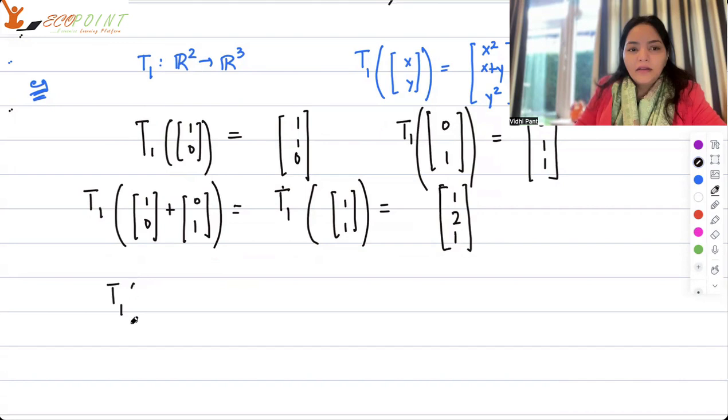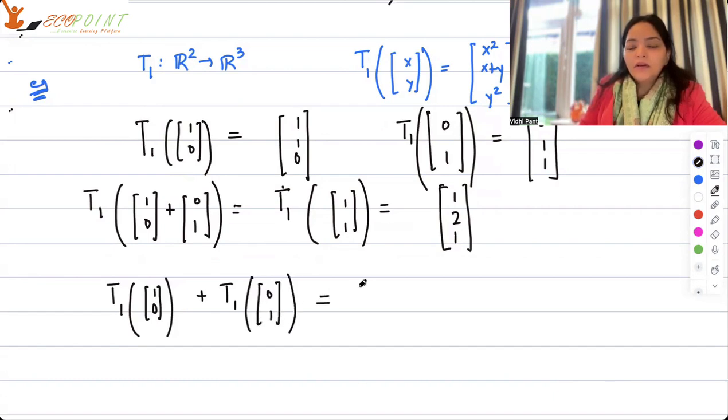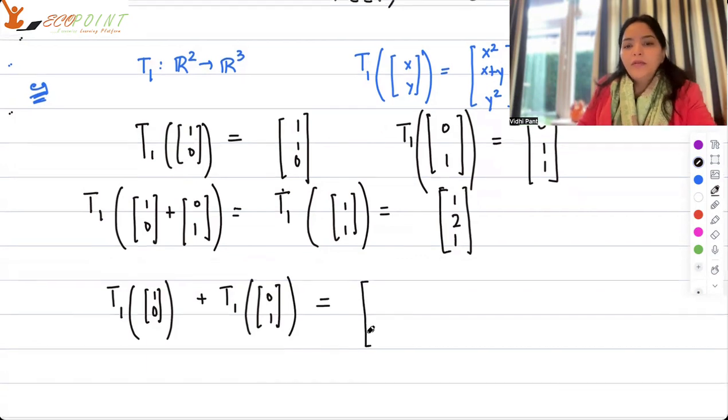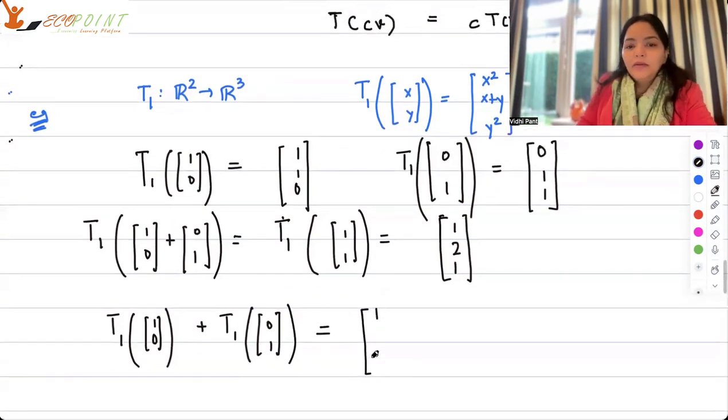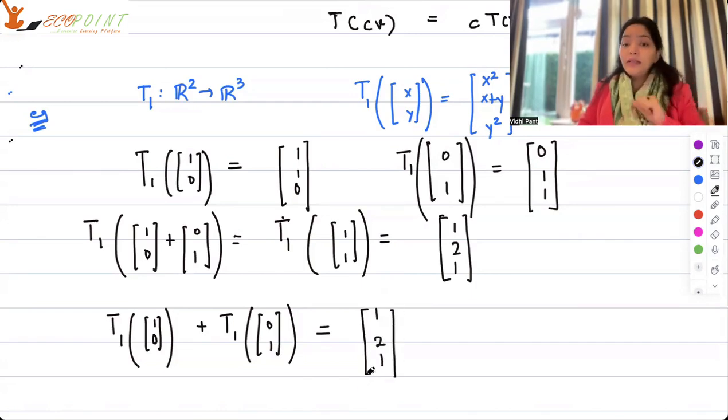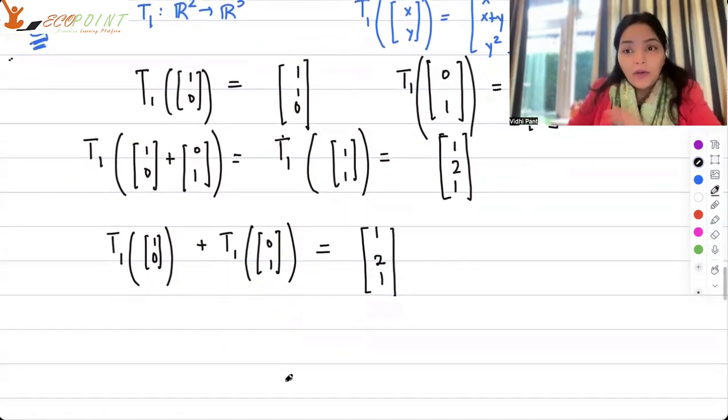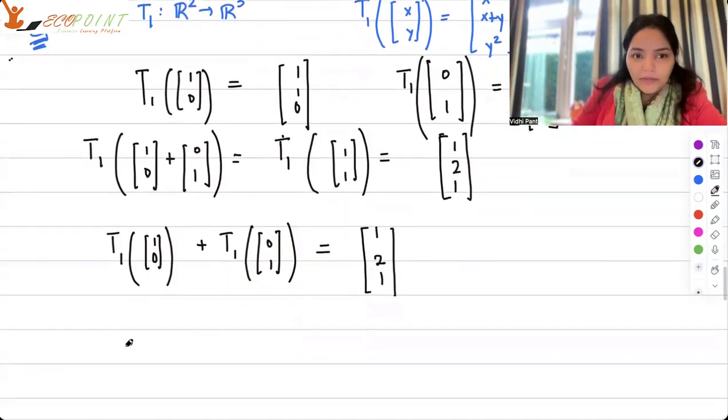Now if I take T1(1, 0) plus T1(0, 1) and add the values, you'll get 1 here, 2 here, and 1 here. These two are equal. So does it mean that it's a linear transformation? Let's work on the scalar multiplication part. Addition looks like it's happening, at least with this example.